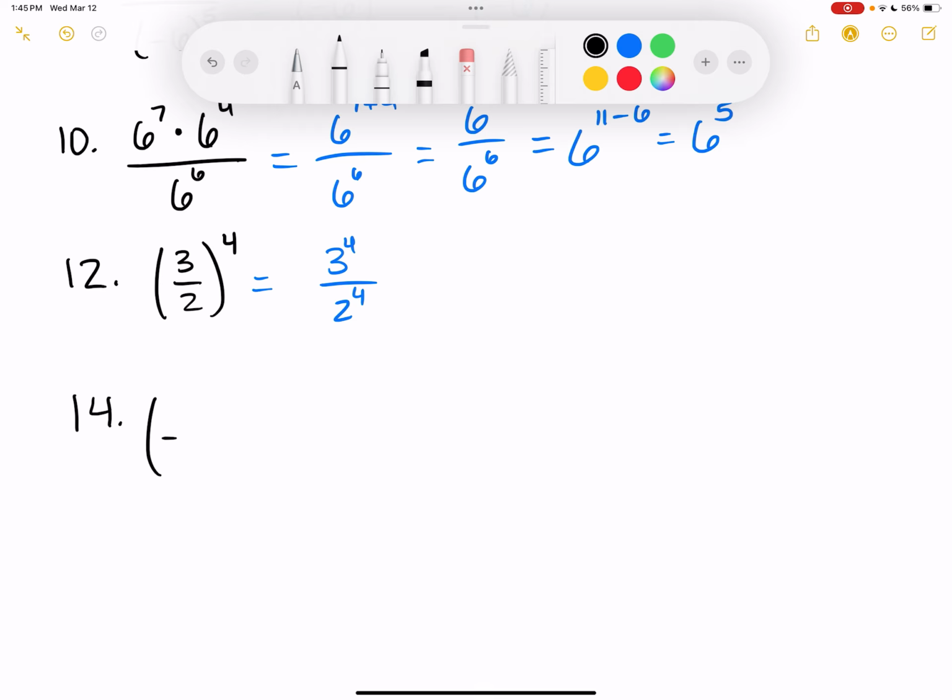I've got negative 2/5 raised to the 5th. So this 5, the power, goes on the 2 and the 5 and the negative sign. Is this going to stay negative or become positive? It's going to stay negative because the power is odd. So it's going to be negative 2 to the 5th over 5 to the 5th.